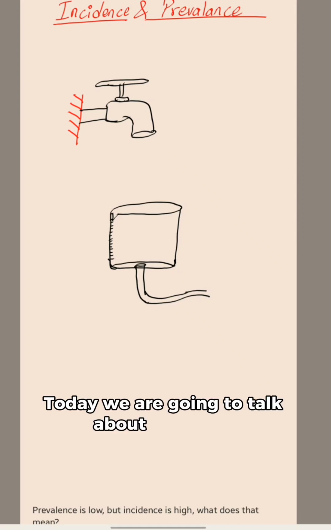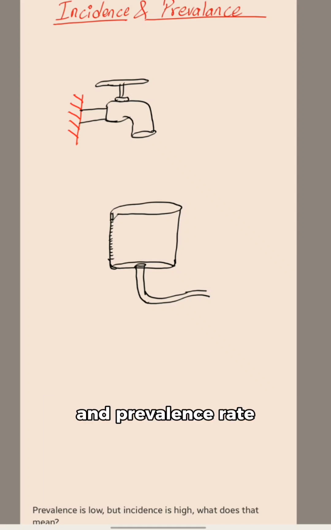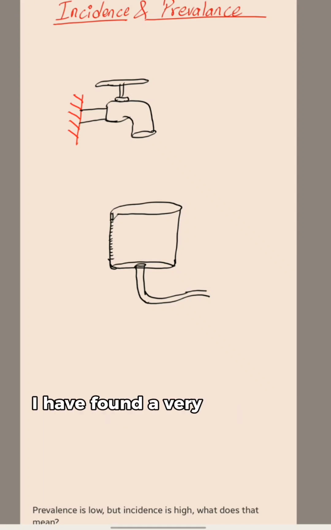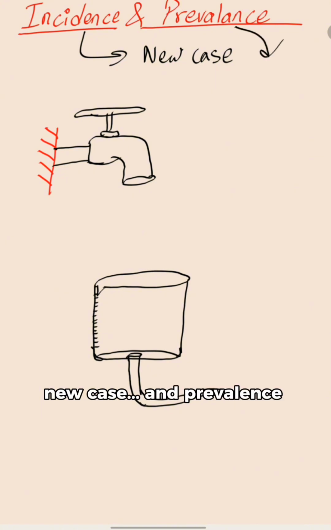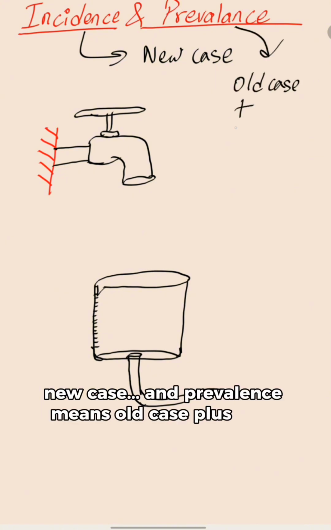Today we are going to talk about incidence and prevalence rate. I have found a very simplistic diagram to explain this, but let's understand what incidence means and what prevalence means, right? Incidence means new case, and prevalence means old case plus new case.